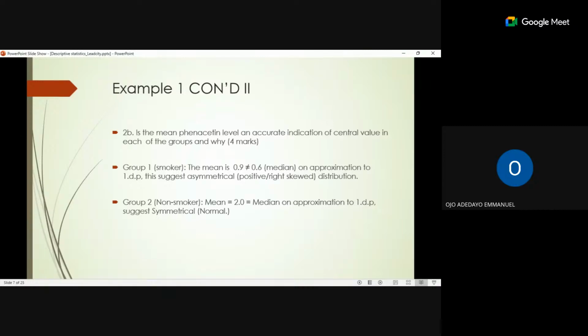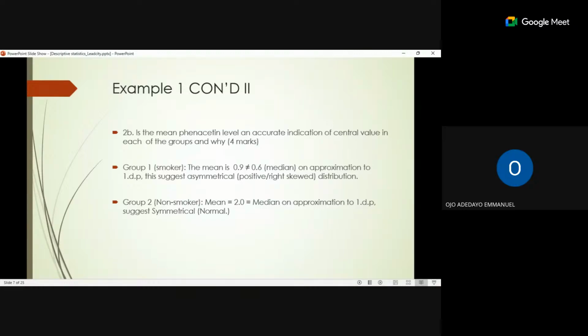Please note that once you check your mean value and your mean value is not equal to your median value, that means that your data is skewed. Now you've established the fact that your data is skewed. Now, what type of skewness? Is it right skewed or left skewed? Is it positive skewed or negative skewed? Right skewed is the same thing as positive skewed. Left skewed is the same thing as negative skewed.